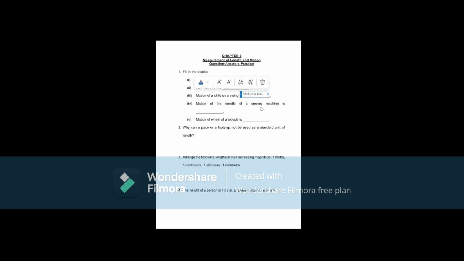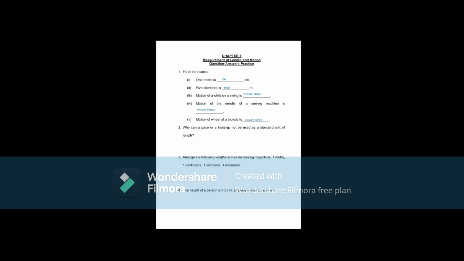Next question is motion of a child on a swing. Motion of a child on a swing is periodic motion. Motion of the needle of a sewing machine. So when a sewing machine moves, it goes up and down periodically. So motion of a sewing machine is periodic motion. Motion of a wheel of a bicycle. Motion of a wheel of a bicycle is circular motion. As we know that bicycle wheel moves in a circular direction.